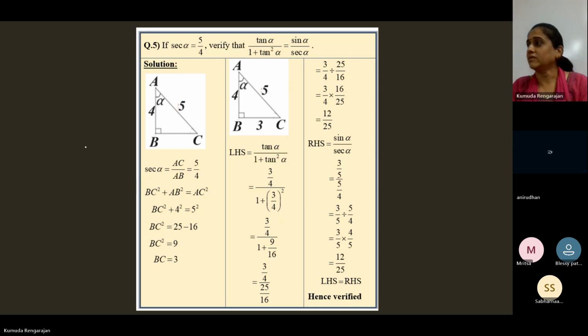Okay. So the definitions, trigonometric identities, and the values in the table. These you should know very well. Then only you can relate what I'm explaining with the knowledge you have.